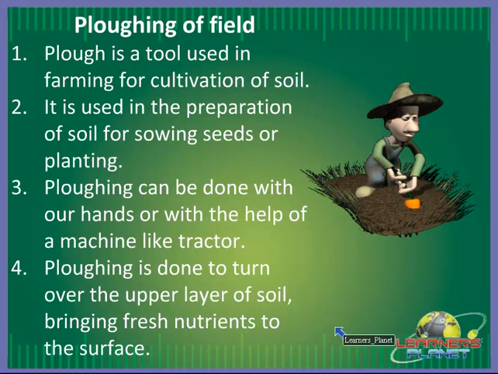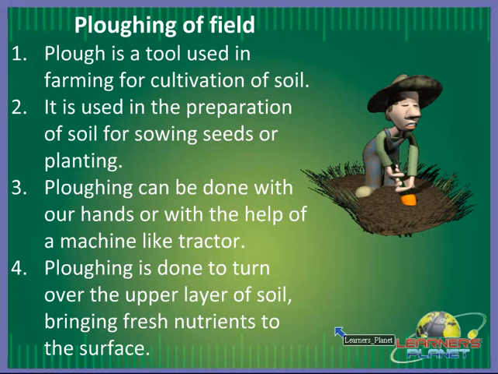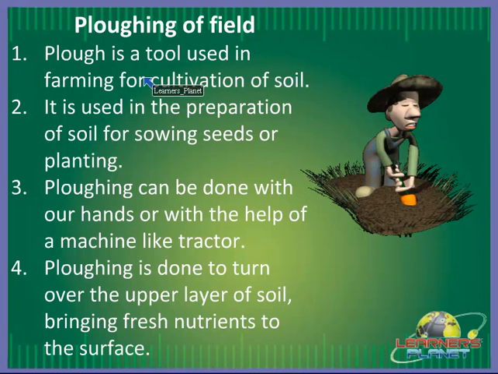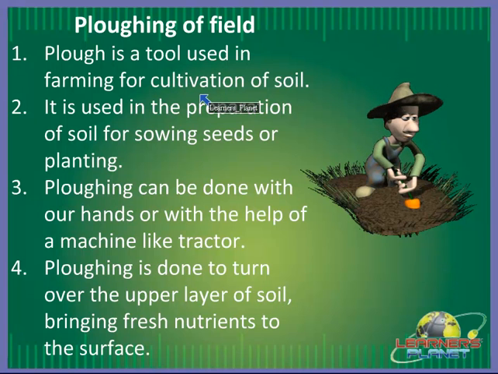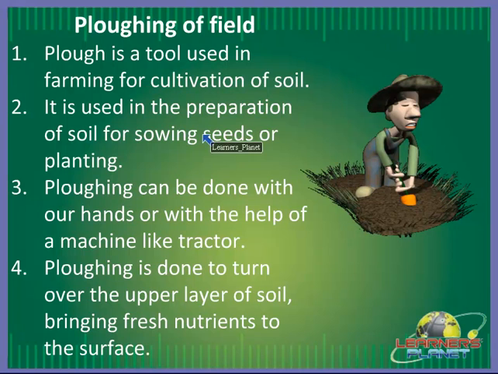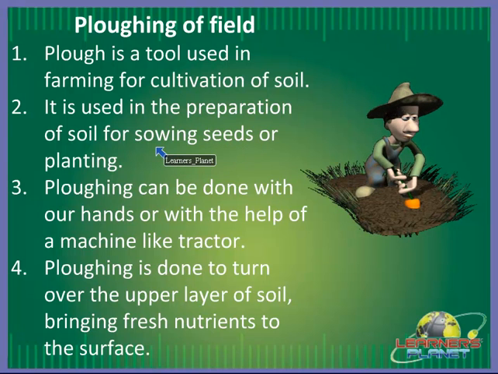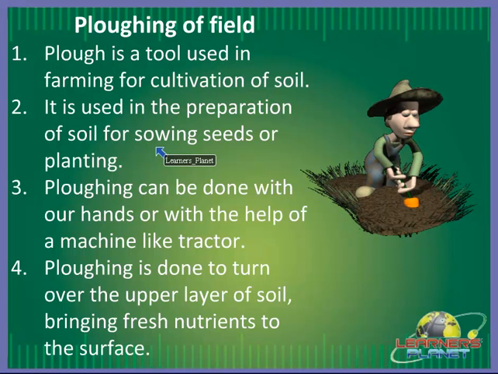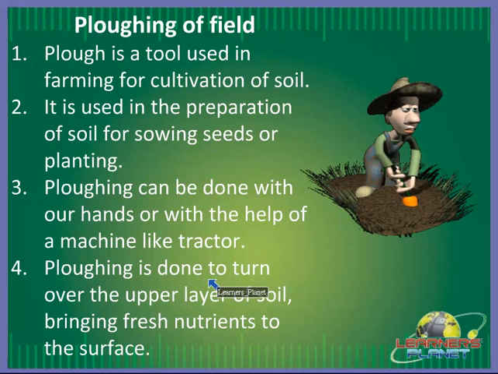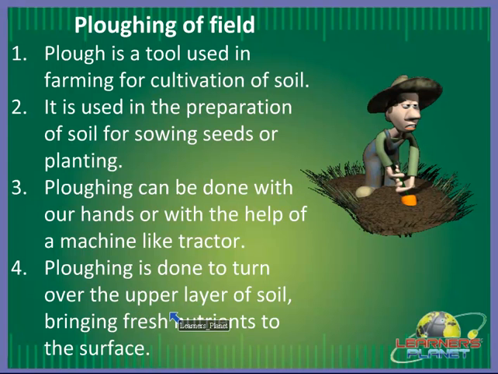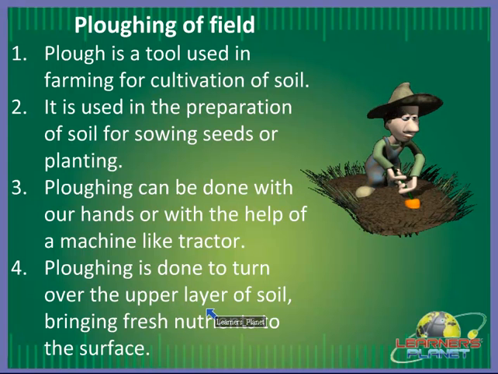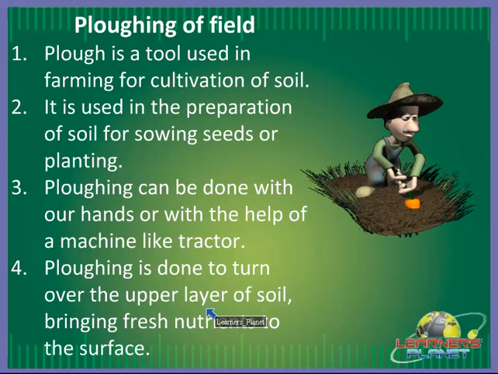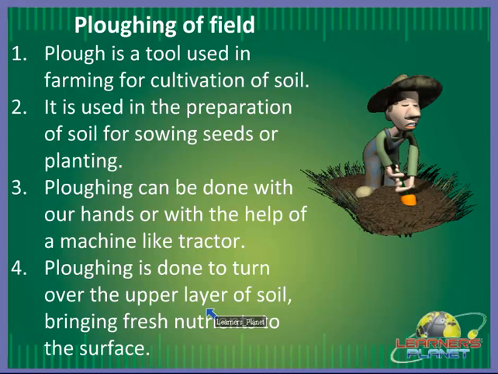Then why is plowing actually important? Why do we plow the field? Yes, you know that we use it for the cultivation of soil, and we also know that we use it in the preparation of soil. But why do we need to plow the field? Yes, plowing is done to turn over the upper layer of soil. Turn over means doing it up and down, up and down. The simple process is done.